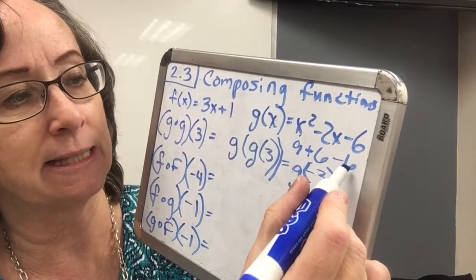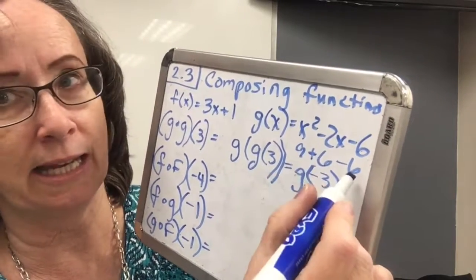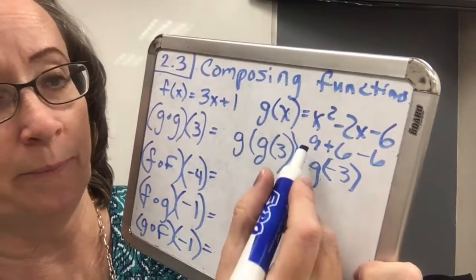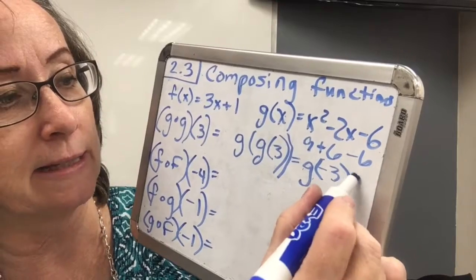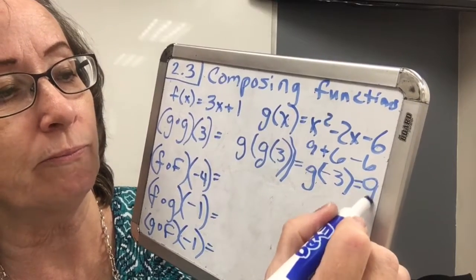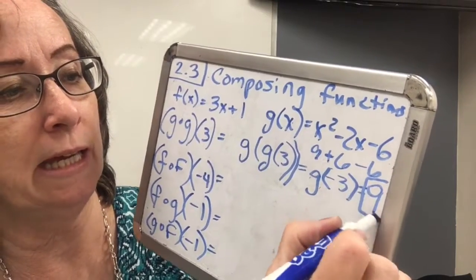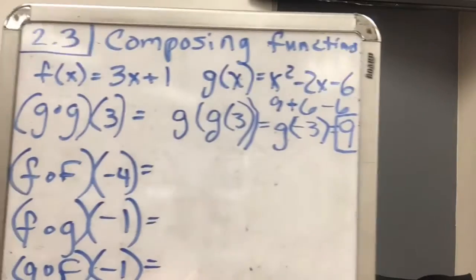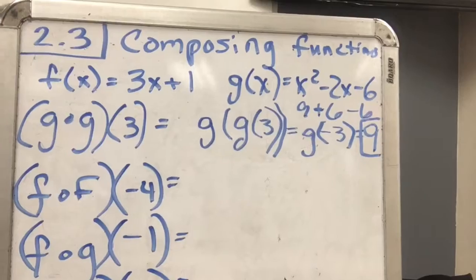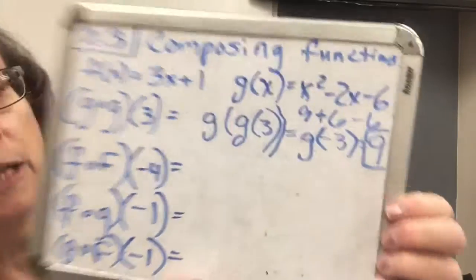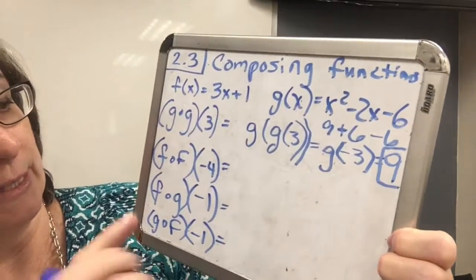And then this one stays the same. So now the 6 and the negative 6 will cancel. I'll just have the 9. And so the answer is 9. Okay, so g composed with g of 3 is 9. And that is the correct answer. Okay, so now let's look at the second one.